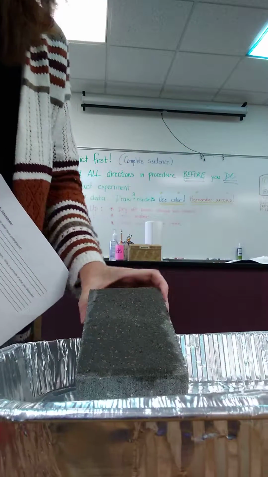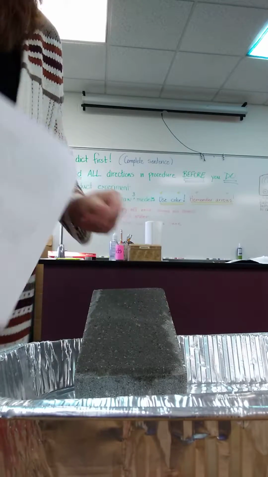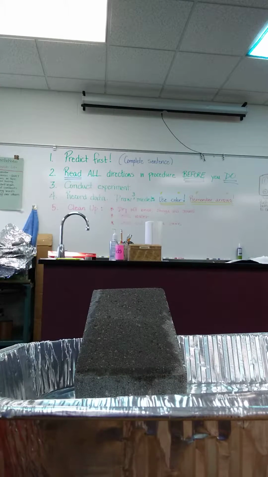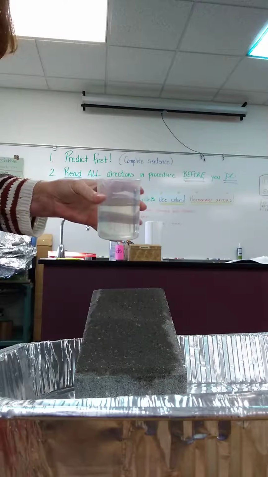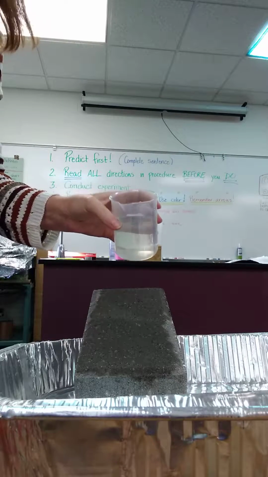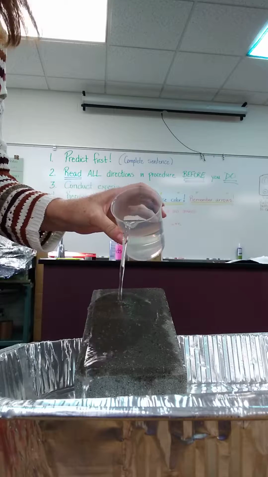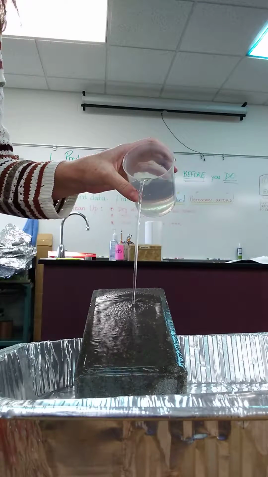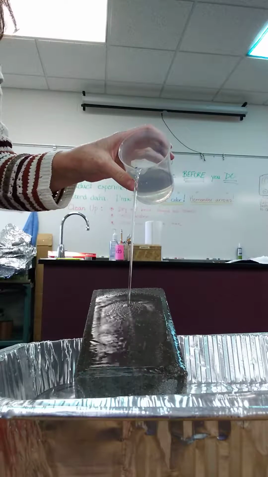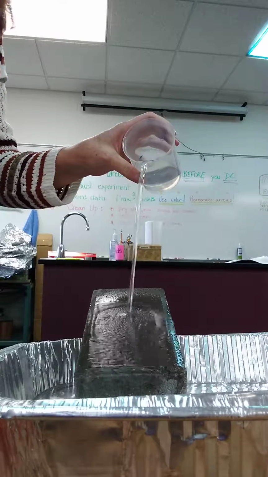We have the brick elevated at one end, and we are going to pour 200 milliliters of water on the brick and measure the amount of runoff. I will start. I'm going to pour 200 milliliters across that brick. Now you're going to need to draw a model of what you see, so make sure you're noting how that water is moving.